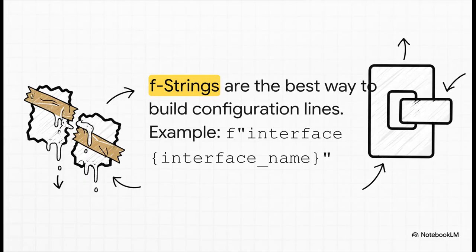Seriously, forget all the old, clumsy ways you might have seen of trying to jam text together. The modern, clean, and just better way to do it is with f-strings. You just put a little f before the quotes, and then you can drop your variables right inside curly braces. It is so easy to read, and it makes building configs an absolute breeze.